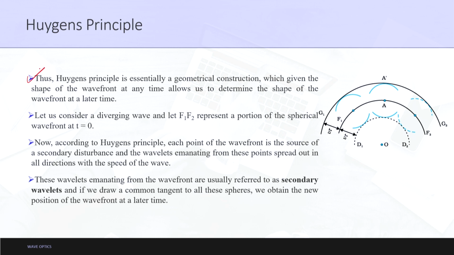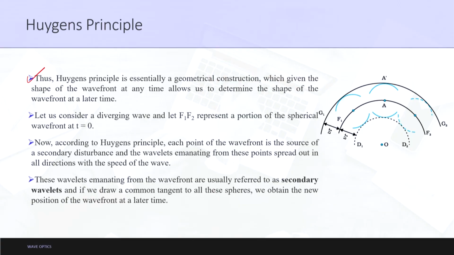So, this is nothing but the last concept only, that if the shape of the wavefront is being known at some time t is equal to 0, then the shape of the wavefront at some time t is equal to tau can be known by using the concept of Huygens principle and some geometrical construction. So, let us move on.